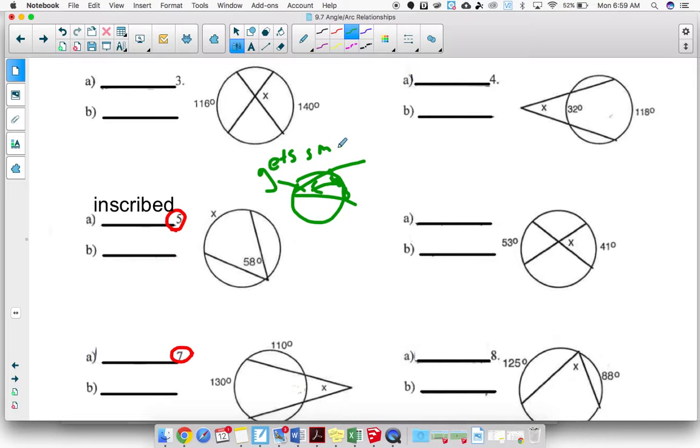On the picture here, x is the amount of food we started with. As you chew it, it gets smaller. So this is already half of what we started with. If you want to find out the original amount, we would just double that. So the arc is always double the angle. So 58 times 2 is 116.